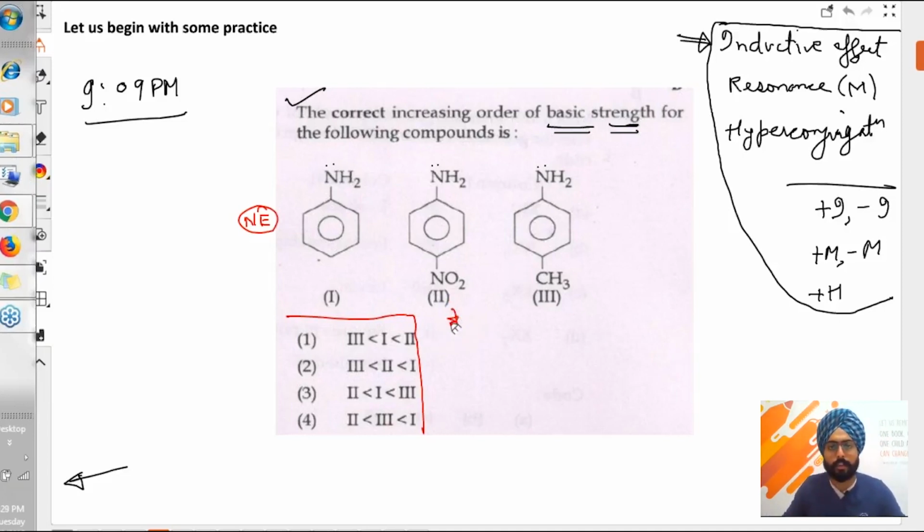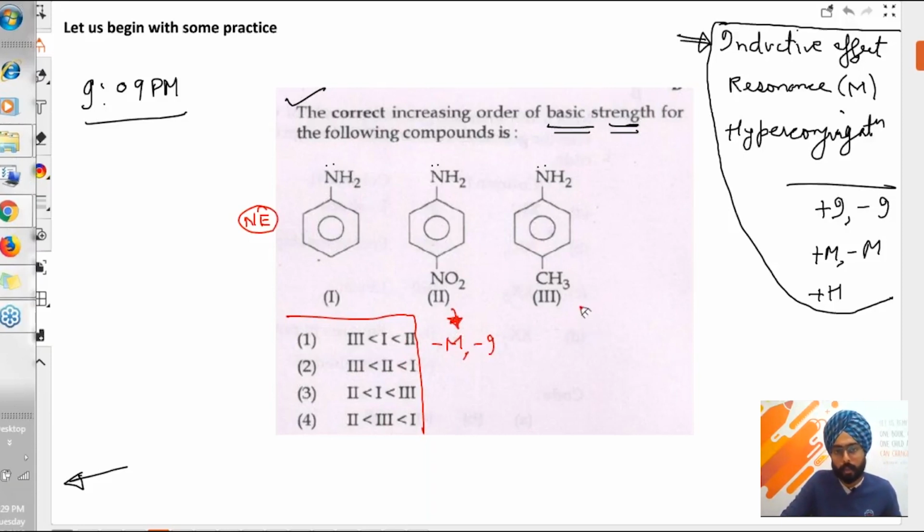Guys, can you tell me what are the effects that are playing in? Please write it down in the chat box. Okay, yes, lot of correct options coming from you guys. That is good. So basically what is happening is NO2 is an electron withdrawing group. It exercises a minus M effect and a minus I effect. It has both an electron withdrawing resonance effect and an electron withdrawing inductive effect. All right, so minus M and minus I are playing here, highly withdrawing.